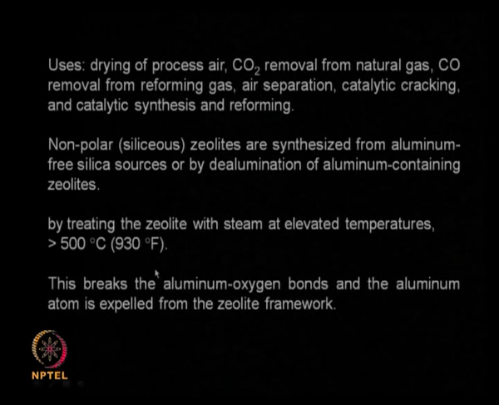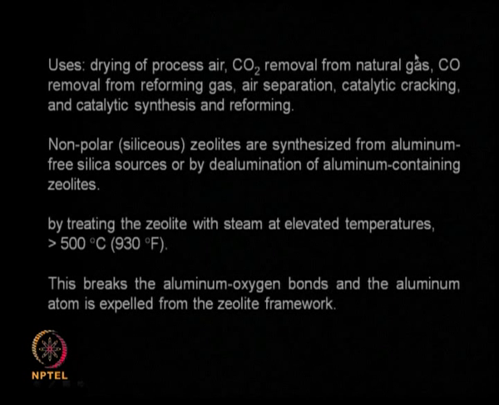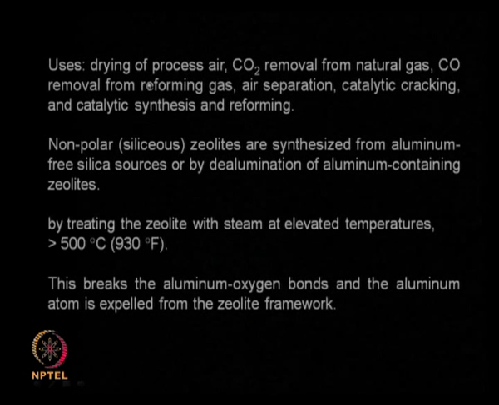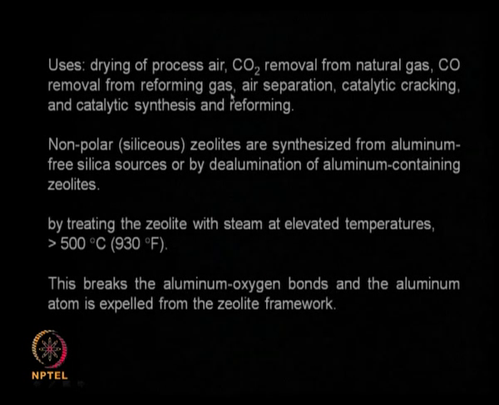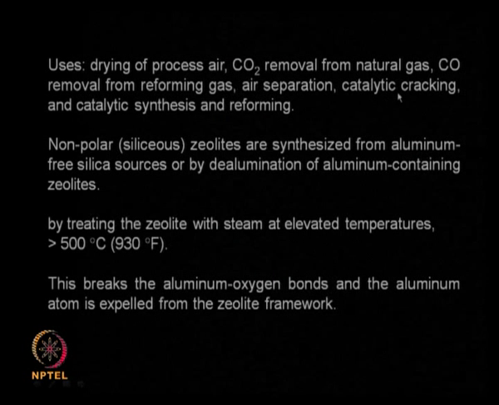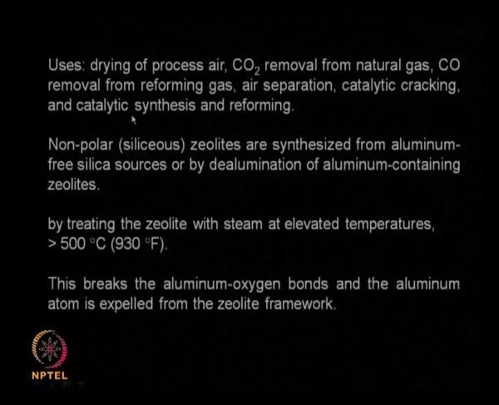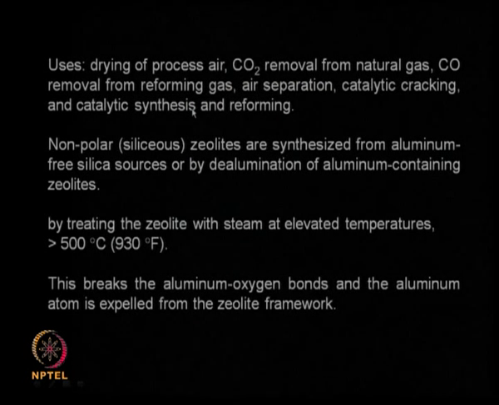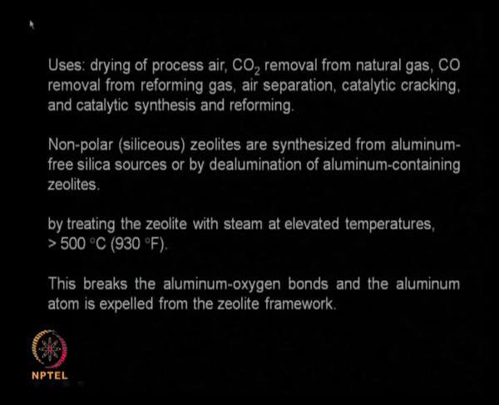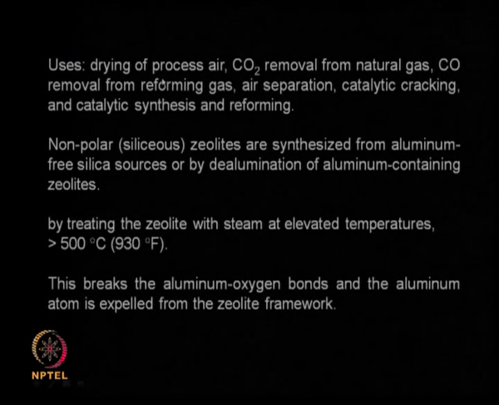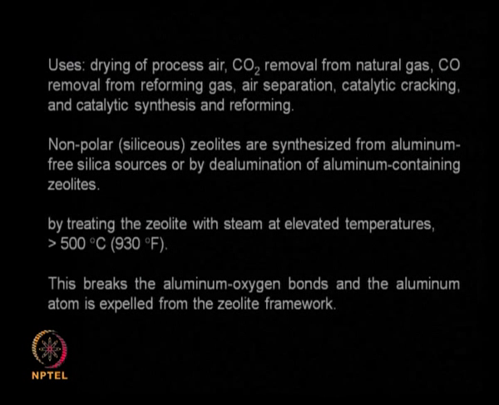Uses: drying of process air, CO2 removal from natural gas, carbon monoxide removal from reforming gases, air separations. I talked about removing nitrogen from air in pressure swing adsorption. Zeolite is the material that is used in pressure swing adsorption. Catalytic cracking, catalytic synthesis, that means preparation of organic molecules from small molecules, reforming. So it has a wide application in petrochemical industries.